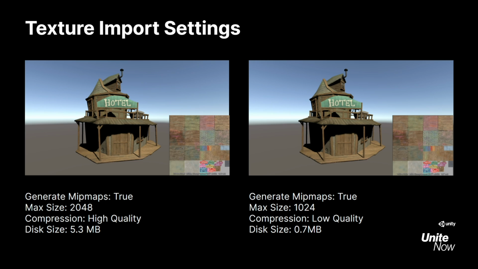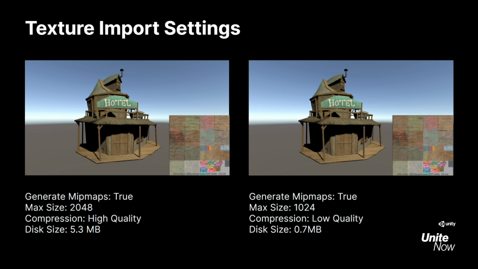Here you can see that we have two scenes, one using the same 3D model and the same texture. The one on the left has some settings such as generate mipmaps set to true, the max size of the texture is 2K, the compression favors quality, and you can see that the disk space we're using is 5.3 megabytes. On the right side, we have the same texture, the same model, and we have mipmaps. We just changed a couple of things. One is the max size is just 1K in this case, and we're favoring the compression to be more aggressive. So the disk space here is 0.7 megabytes.